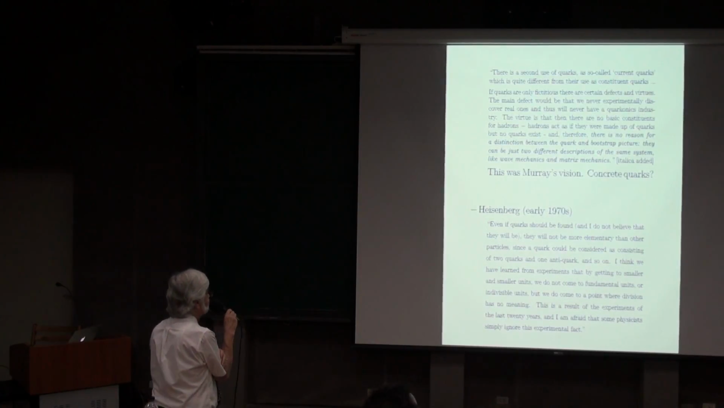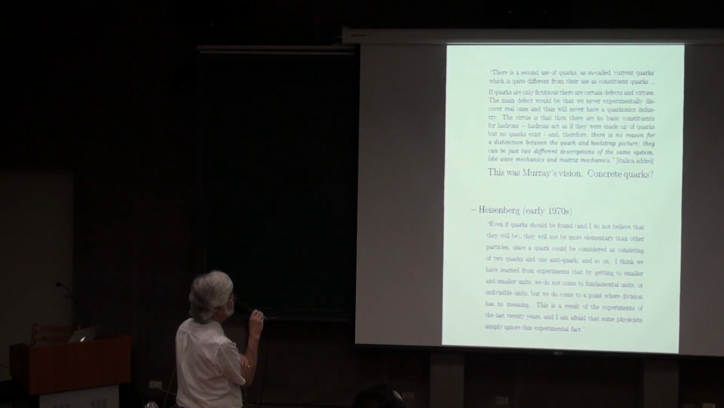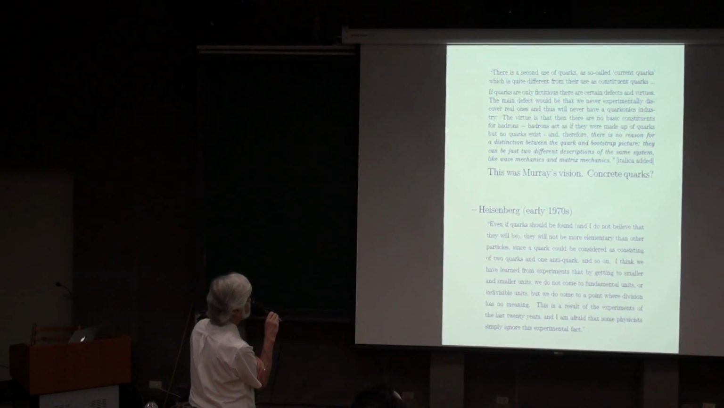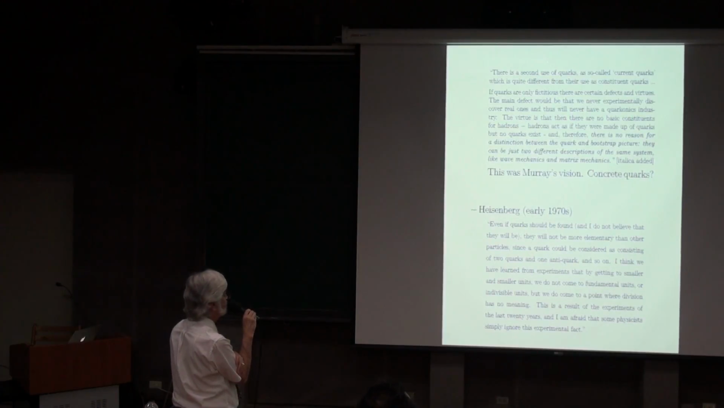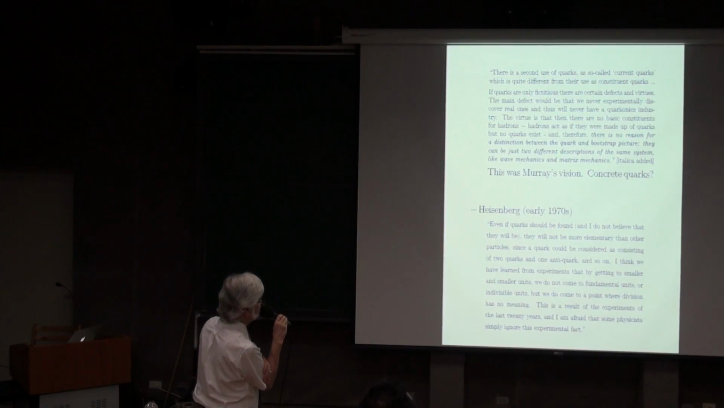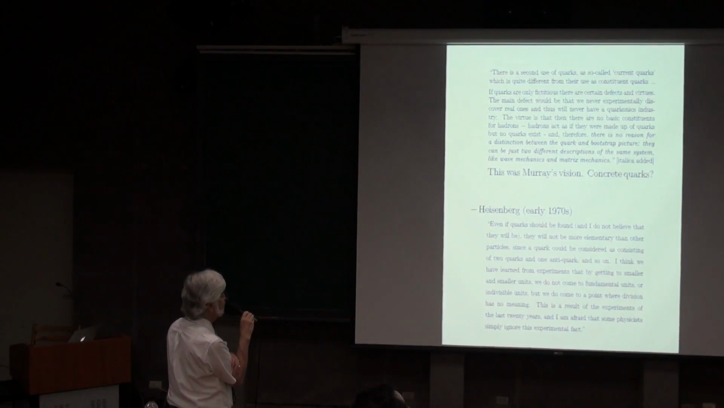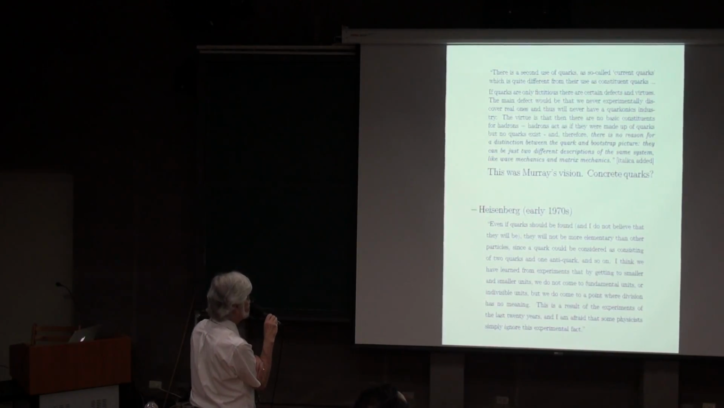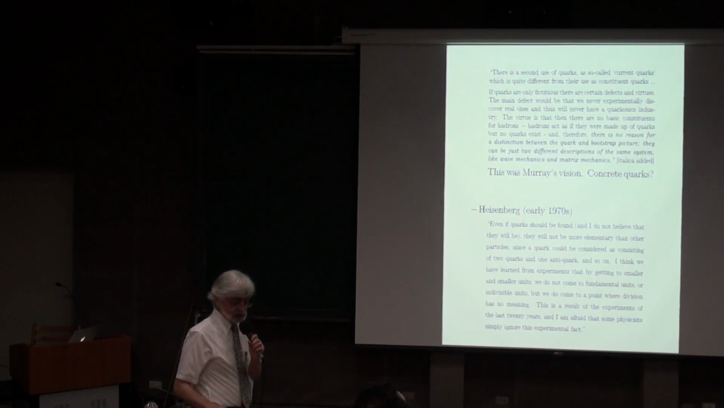Heisenberg says, "Even if quarks should be found, and I do not believe that they will be, they will not be more elementary than other particles, since a quark could be considered as consisting of two quarks and one antiquark, and so on. I think we have learned from experiments that by getting to smaller and smaller units, we do not come to fundamental units or indivisible units. But we do come to a point where division has no meaning. This is the result of the experiments of the last 20 years, and I'm afraid that some physicists simply ignore this experimental fact."